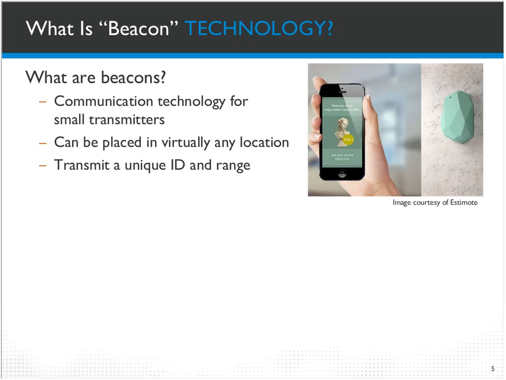Beacons are small. They're about 3 inches big. They can fit right in your hand, and as you can see by the photo there, they can be easily placed in a location in a facility or in a museum, et cetera. They transmit a unique ID, so each beacon can uniquely identify itself, so the program on your mobile device knows exactly where you are by beacon ID.